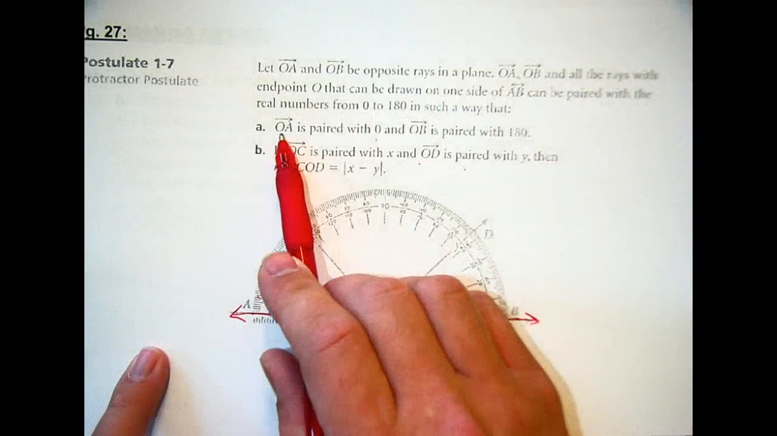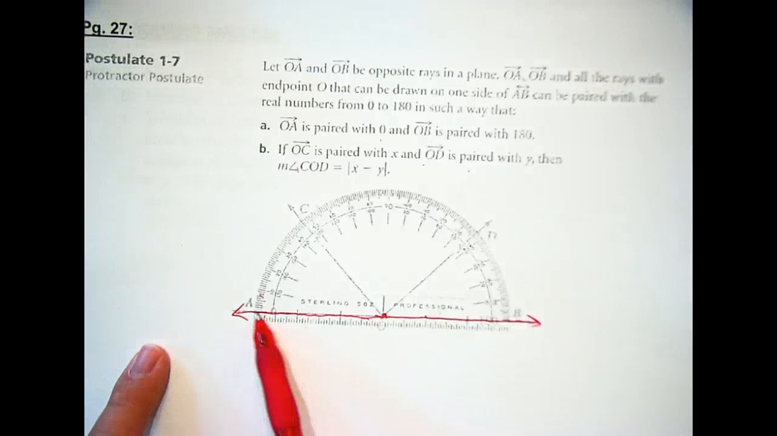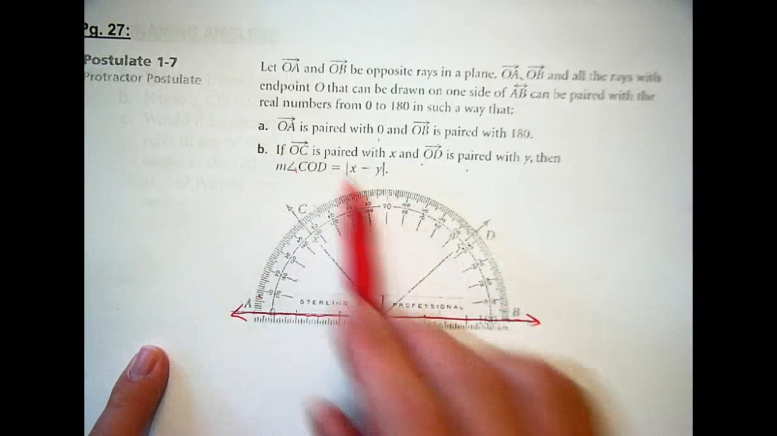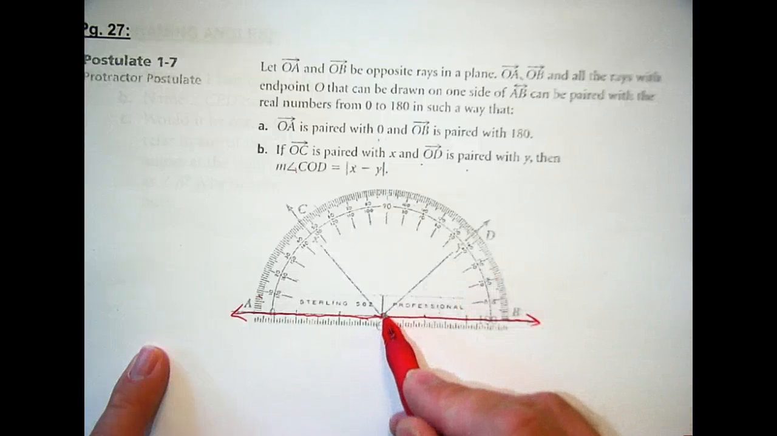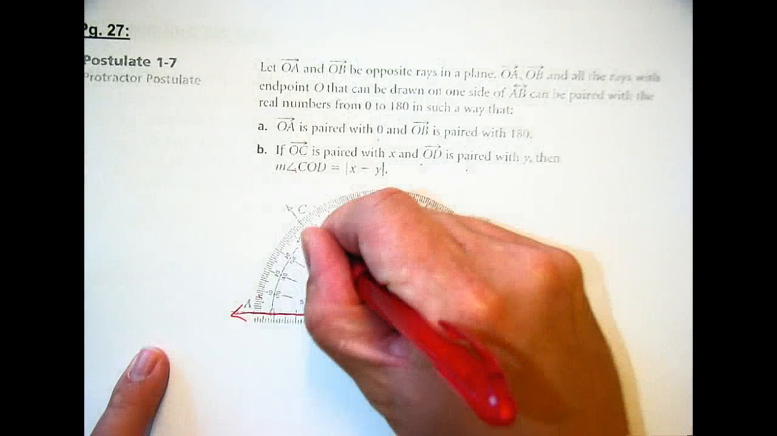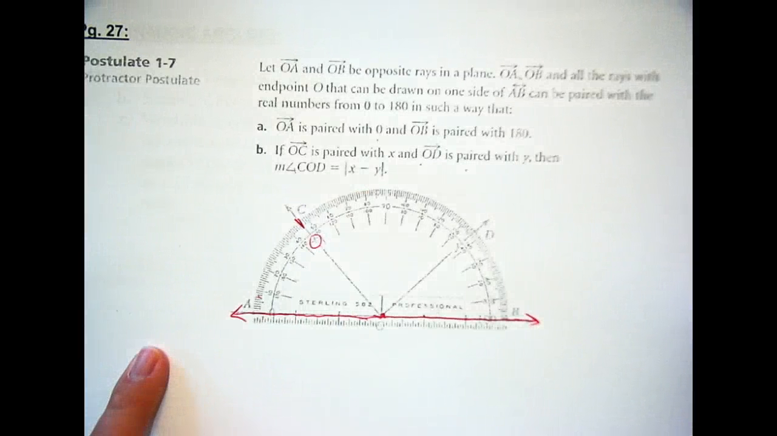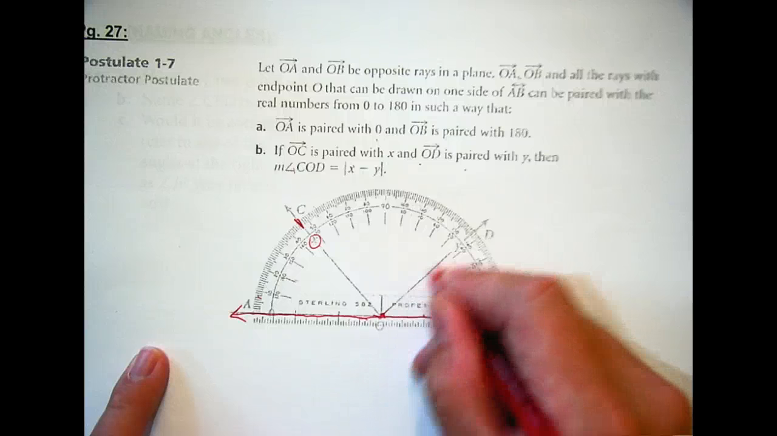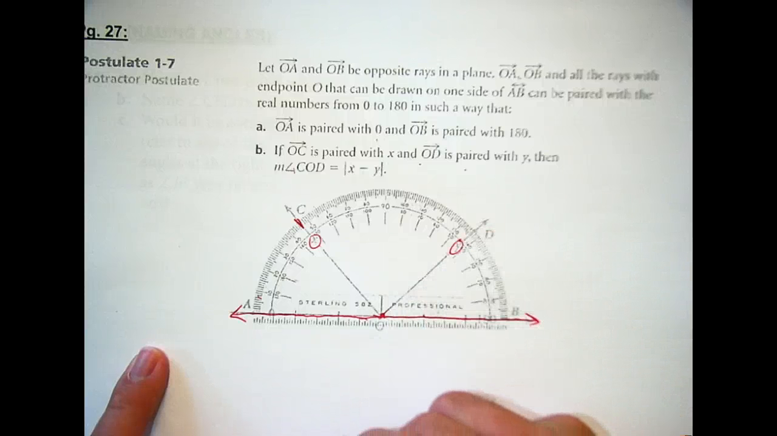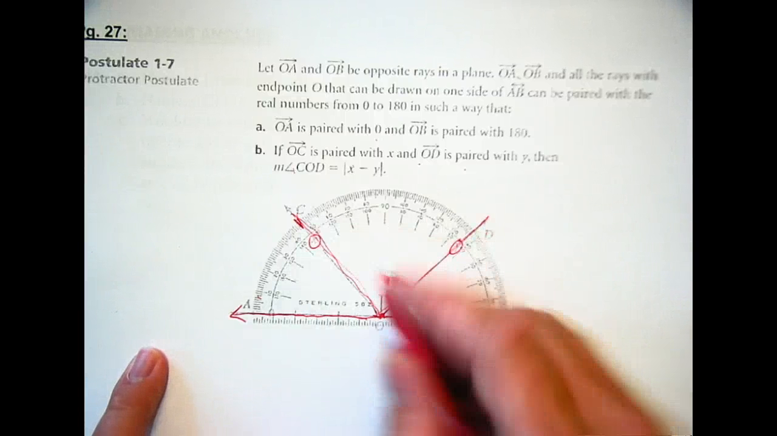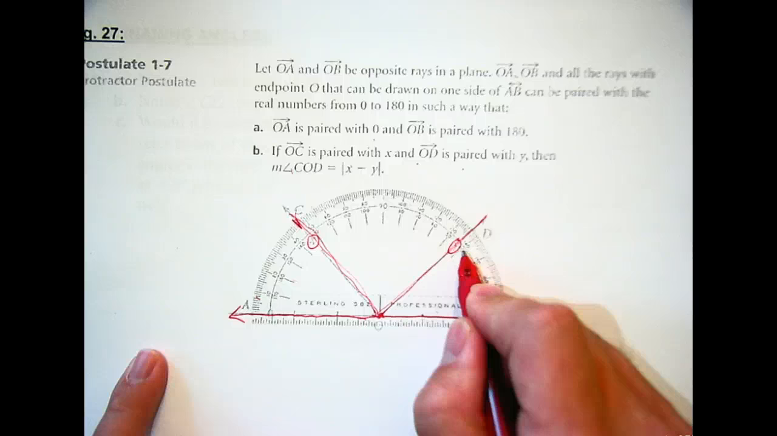So break it down. OA is paired with 0. Everyone see how that's paired with 0? And OB is paired with 180. Everyone see that? Okay, how many are with me still? If OC is paired with X, in other words, they're saying this is X right here, whatever degree. Now you can look at that and figure out what degree that is, but they're saying that's X. And they're saying OD is Y. They're saying then this angle measure right here equals the absolute value of that minus that.